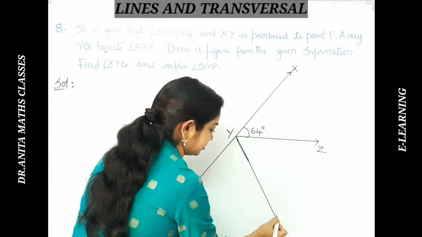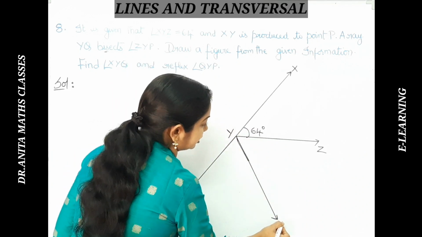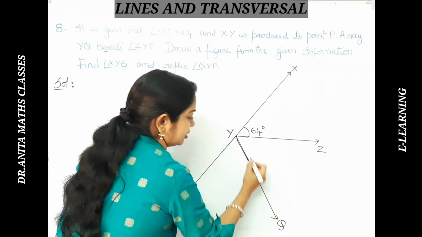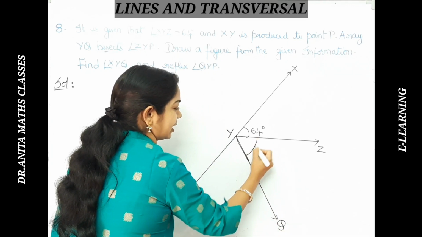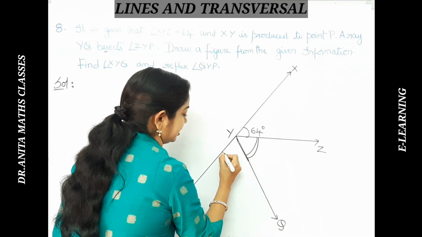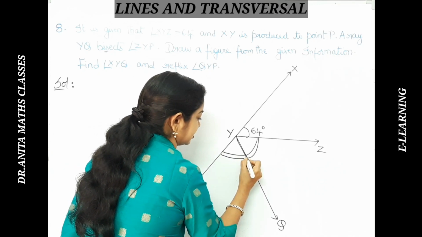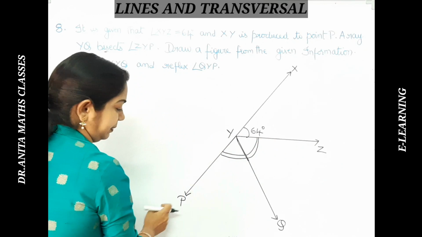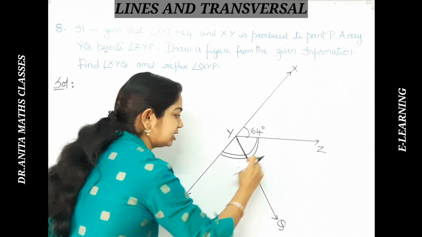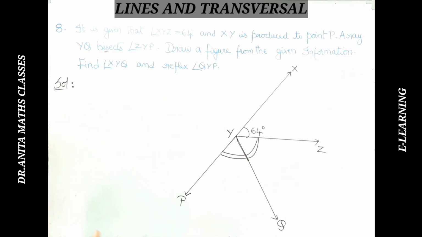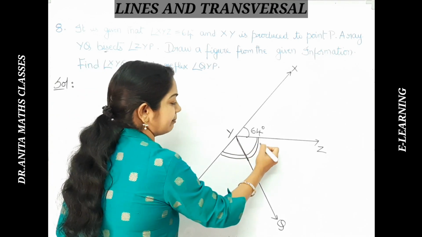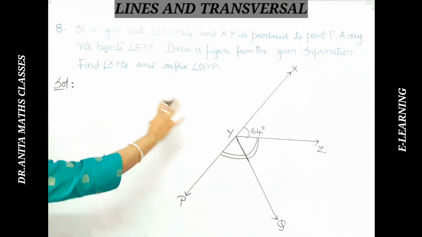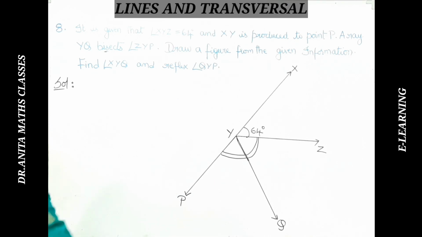This is YQ. YQ ray bisects. So bisecting means these two angles are equal. It is making equal angles. So it is bisecting ZYP into two equal angles. Intersect means we can just intersect, but here bisect means it is making two equal angles. So this is the information given.